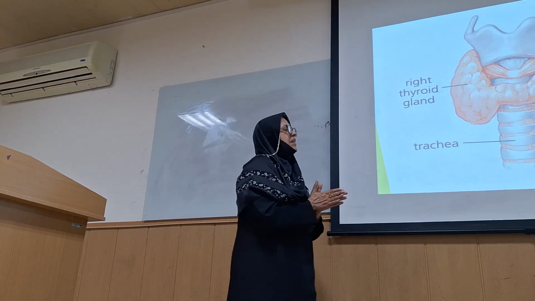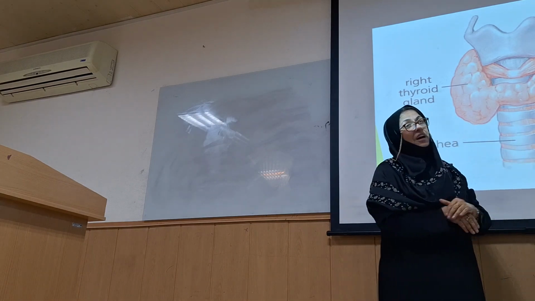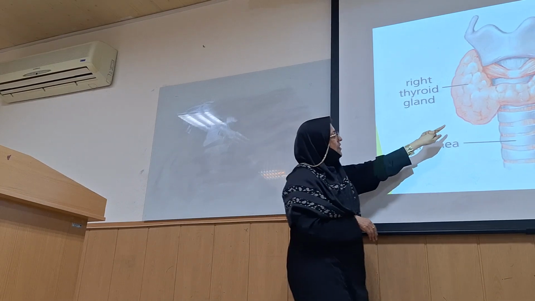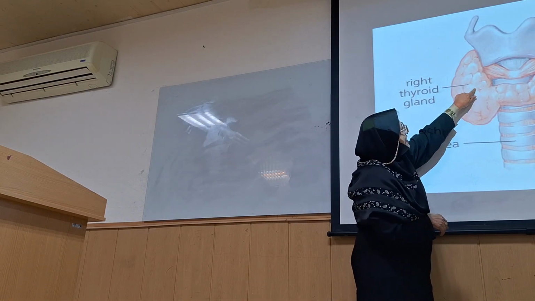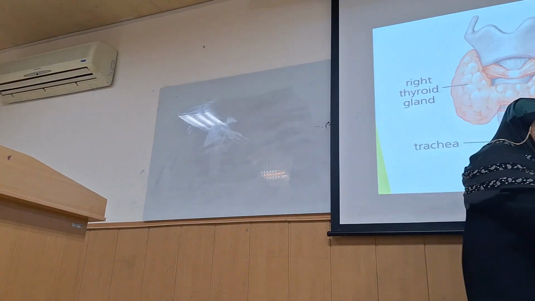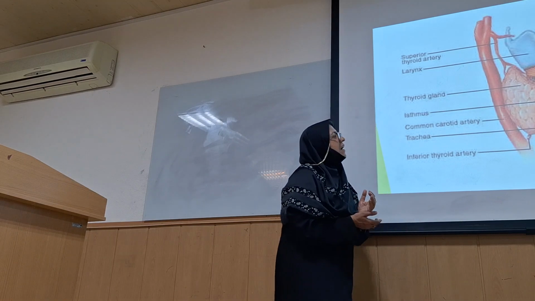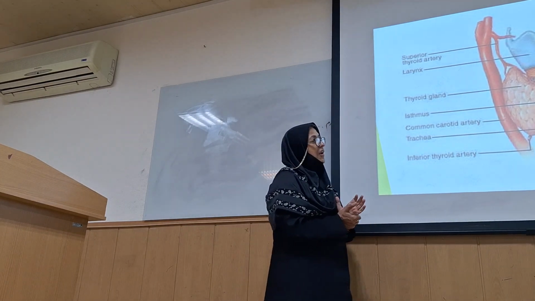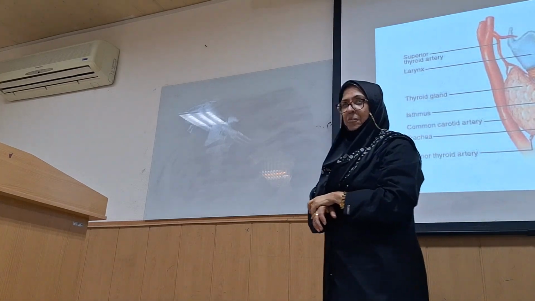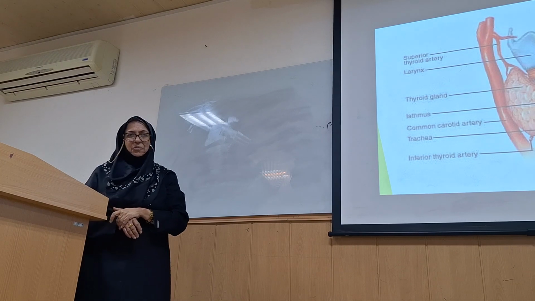Every lobe of the thyroid gland has many lobules. These are lobules. Some people have another lobe. This lobe is the pyramidal lobe.